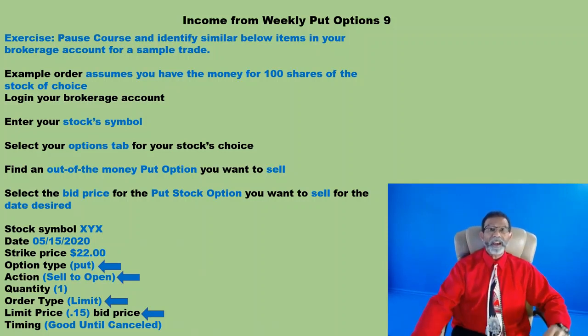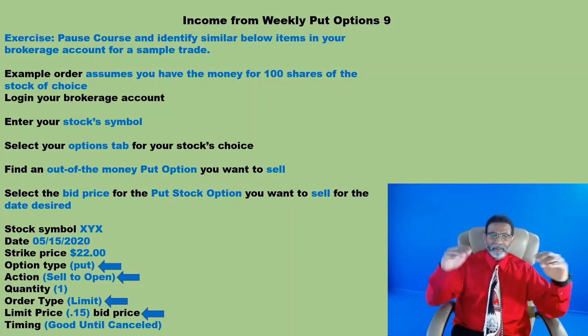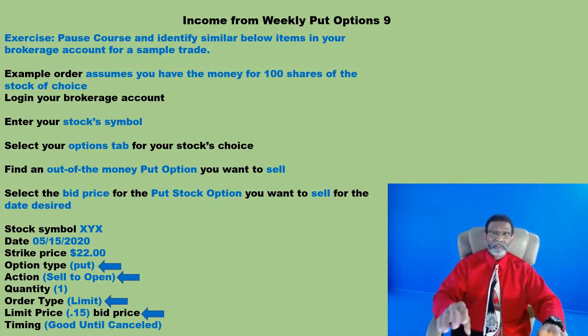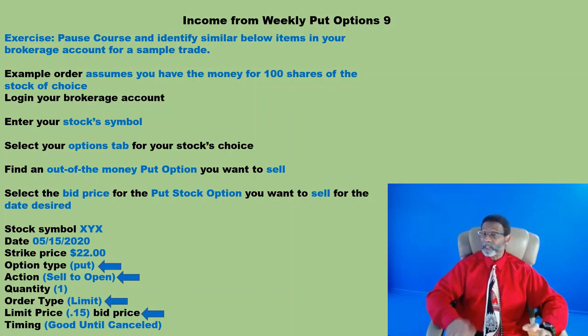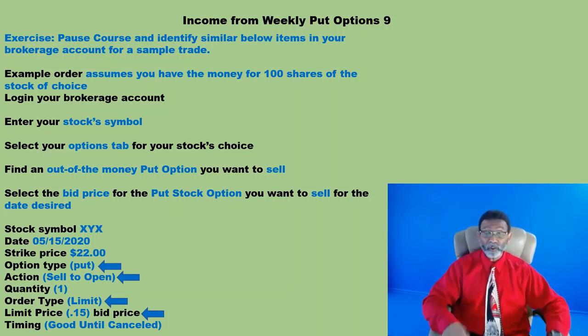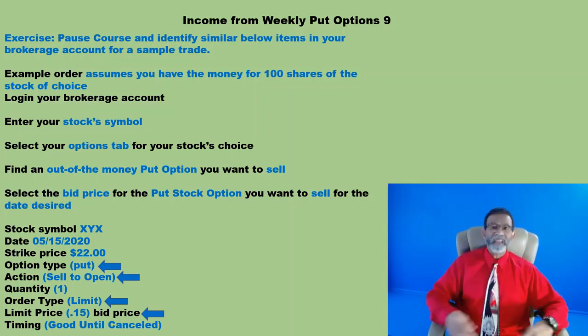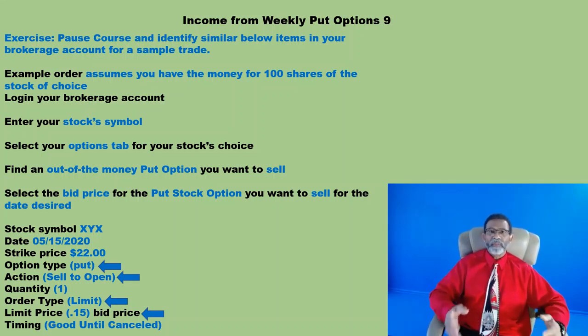Okay, exercise time. Now, pause the course and look in your account and try to identify the items in your brokerage account that are similar to the items listed here. So now, in this example, we're assuming that you have the money. This is for a put option. You have the money to purchase 100 shares of the stock of choice. And this will be one of the stocks from the list, from the previous training exercises of filtering and getting stocks that are actually high quality stocks.